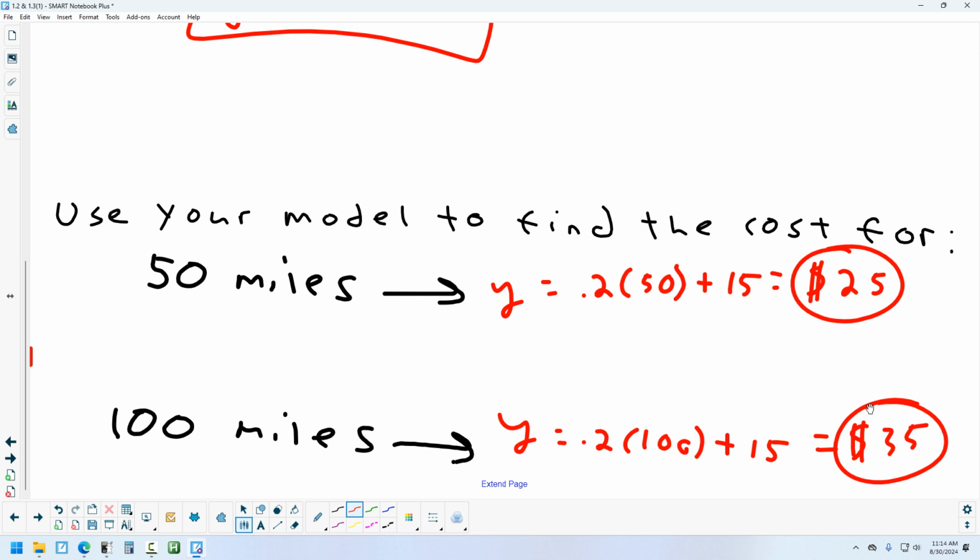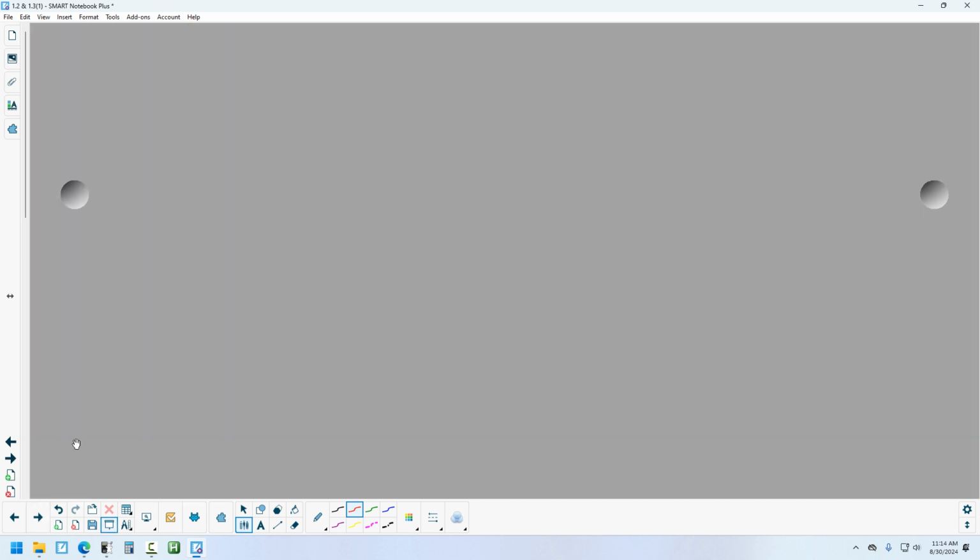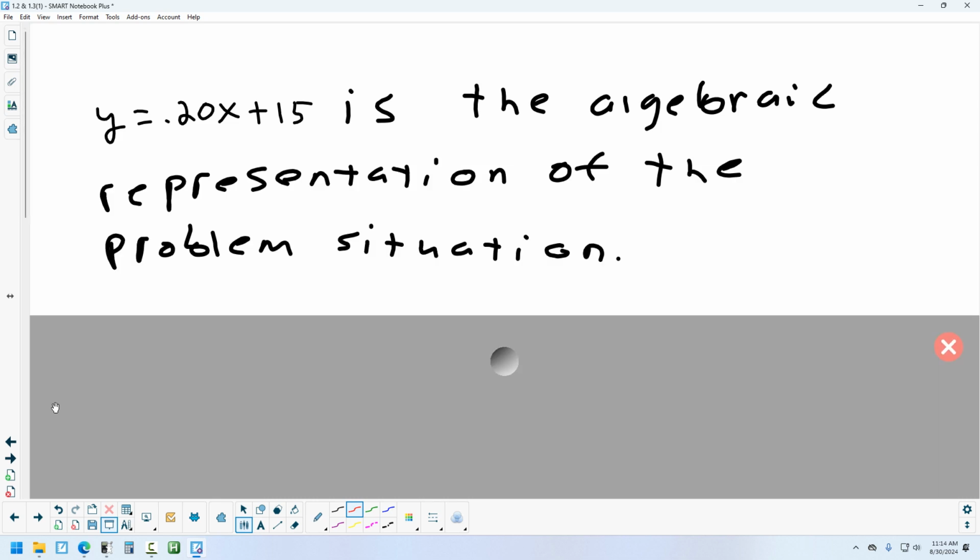All right, so that equation that we came up with, 0.2x plus 15, that's called the algebraic representation of the problem. If somebody were to walk in here right now and look at that equation, they'd have no idea that this is about renting a car that's 20 cents a mile and $15 is the initial cost. By writing that equation, we've taken all that information out and reduced it to just an equation. So if they ask in the homework for an algebraic representation of a problem, it basically means write an equation.